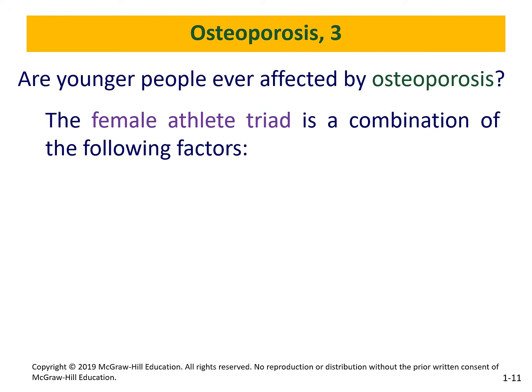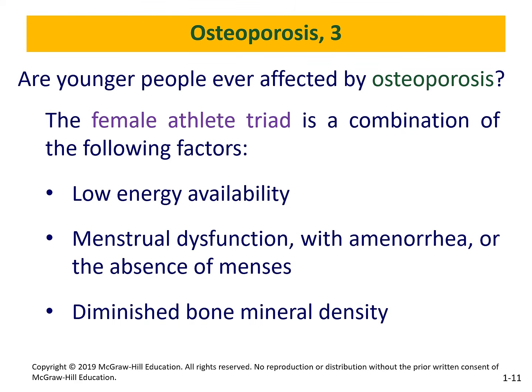So we have something called the female athlete triad, and the combination of the following factors. So we have low energy availability, menstrual dysfunction, and diminished bone mineral density. These three things, we are seeing, are becoming more and more prevalent among female athletes. And it's very important to do two things: to understand the medical challenge and then to find a way to ameliorate the effects of that problem.